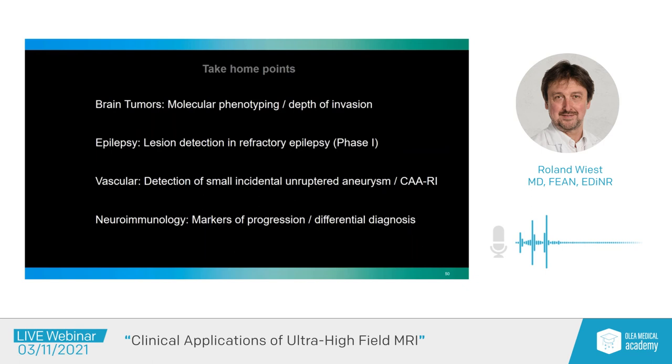And I think for neuroimmunology, the differential diagnosis: if a patient has a central vein sign, if he has a cortical rim, then the probability is extremely high that the lesions are those of multiple sclerosis. Also, for example, there is no juxtacortical lesion detectable at this moment. And for the future, we will see how much we can infer from these biomarkers about the potential progression of the patients during the course of their disease.